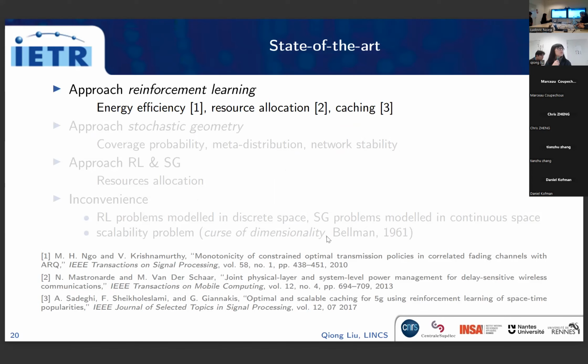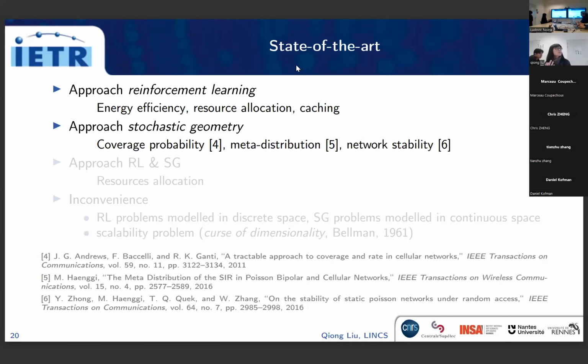I will give some state of the art to study these two kinds of works. Reinforcement learning in recent years has been used to study dynamic systems, for example, energy efficiency systems, resource allocation problems and caching problems. However, in these works I mentioned here, they always study deterministic networks, which means in their system settings there might be two base stations and 20 users in the networks, and they do not consider the randomness between the users and the base stations.